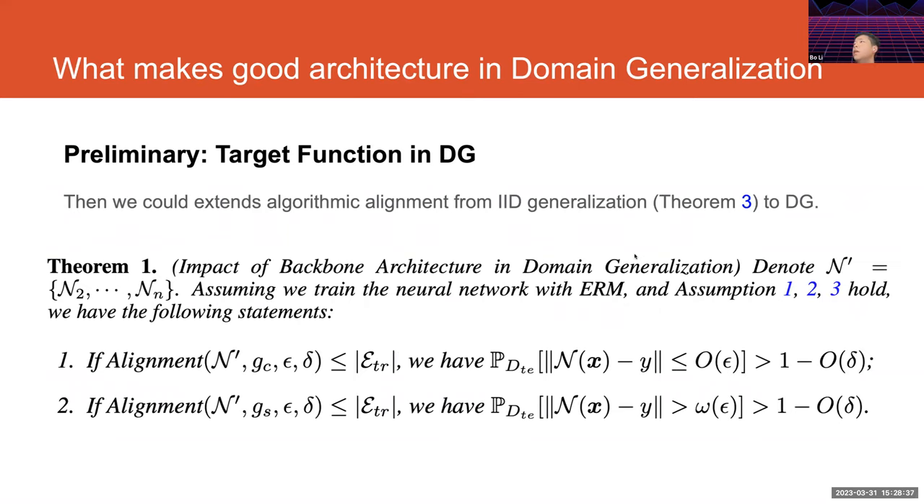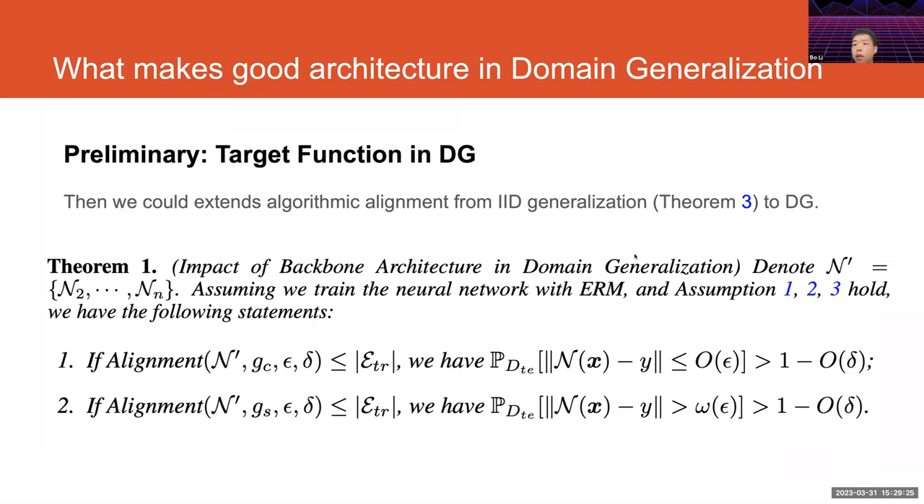Then, from the previous definition, we could extend the algorithmic alignment definitions in DG. Theorem one basically shows that networks aligned with invariant correlations are more robust to distribution shifts. Here, GC and GS are both functions within a neural network, where GC aligns with the invariant correlation and GS aligns with the spurious correlation. Let's recall what algorithmic alignment said: if the neural architecture is more aligned with invariant correlation and less aligned with spurious correlation, then this architecture is better at generalization tasks. That's what we conclude in our paper.